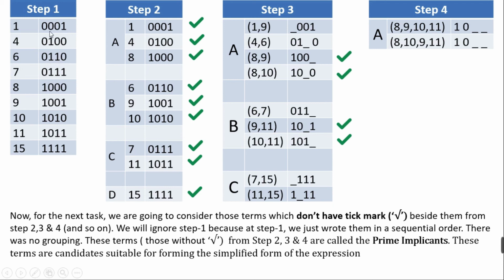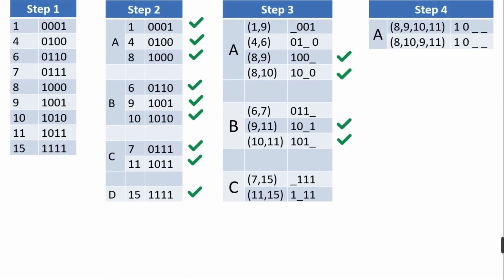And so we're going to consider those terms which don't have tick marks beside them from steps 2, 3 and 4. These terms are actually important because they are known as prime implicants, and our next part of the problem actually depends on those prime implicants. So let's move on to our next task. This is how the table looks currently.